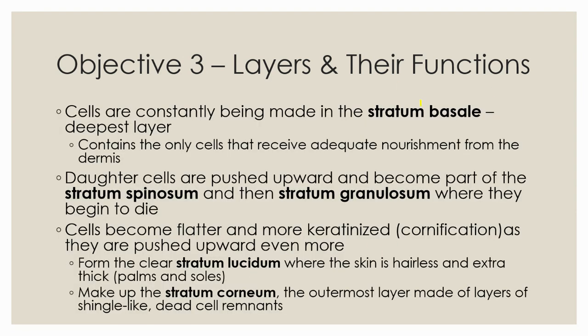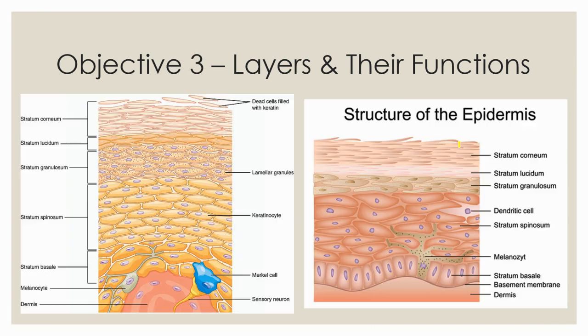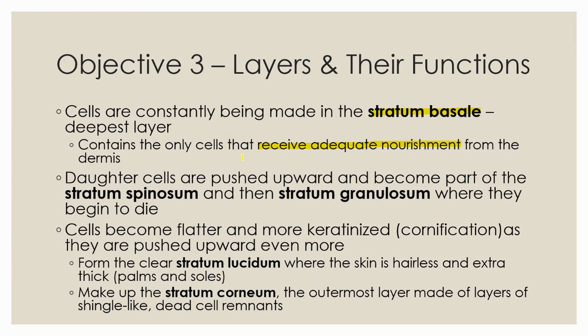So the cells are being made in the stratum basale, or stratum basal, however you want to think of it. These are the only cells that receive adequate nourishment. Remember that these epithelial tissues are non-vascular. They do not have a blood supply. If you notice in these diagrams, you do not see blood vessels, okay? There are no blood vessels distinctly in the epithelial tissues of the epidermis, and so the nourishment is coming from the dermis below.